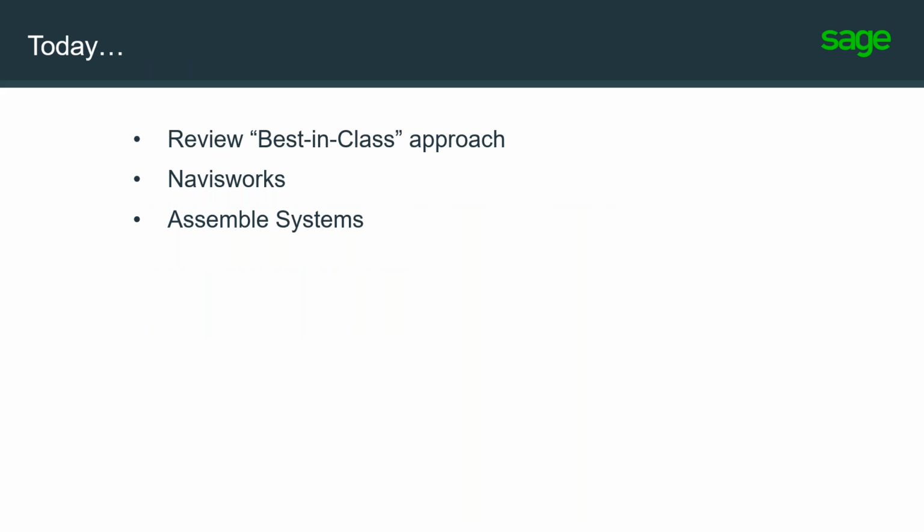Today, we're going to talk about the best-in-class approach that Sage has for integrating with Takeoff. We're going to look at Navisworks and how we can get information from Navisworks into an estimate, as well as we'll do the same thing with Assemble Systems. So those are the two platforms we'll be looking at this morning.